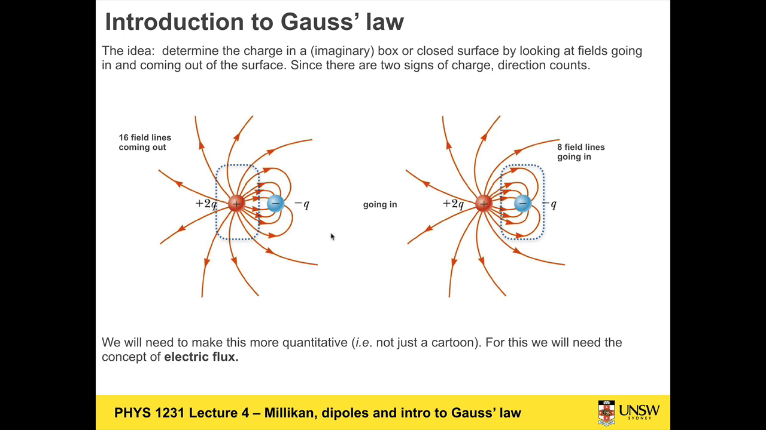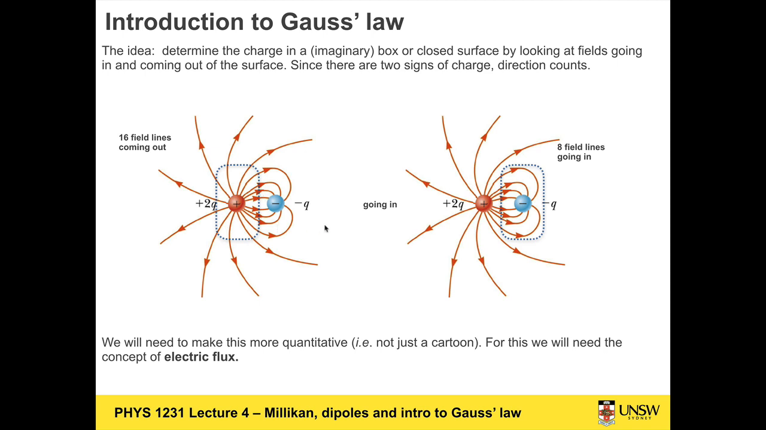So a little example we had was, well, this is in 2D, but we can imagine this in 3D, and we draw this surface around this charge of plus 2q here, and if we looked at the number of field lines coming out of this, and we compared it to a situation where we had a box drawn around a single charge, or charge of minus q, we see that here we have 8 field lines going in, and here we have 16 going out.